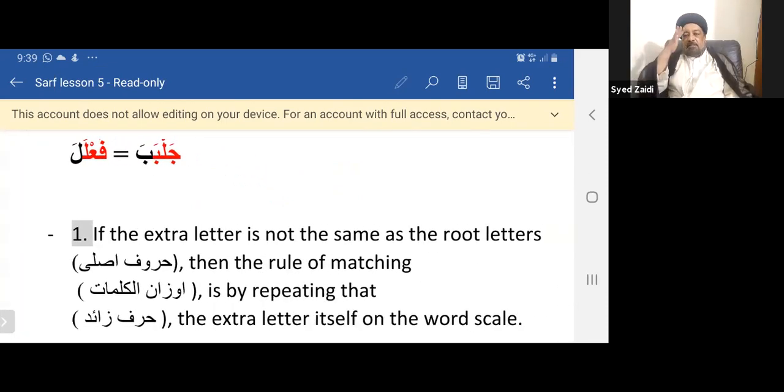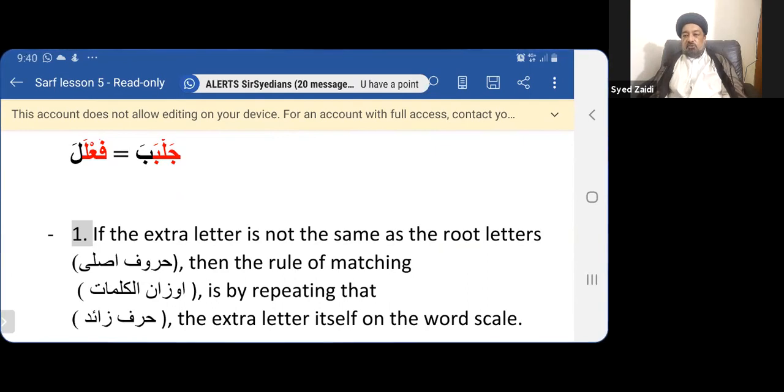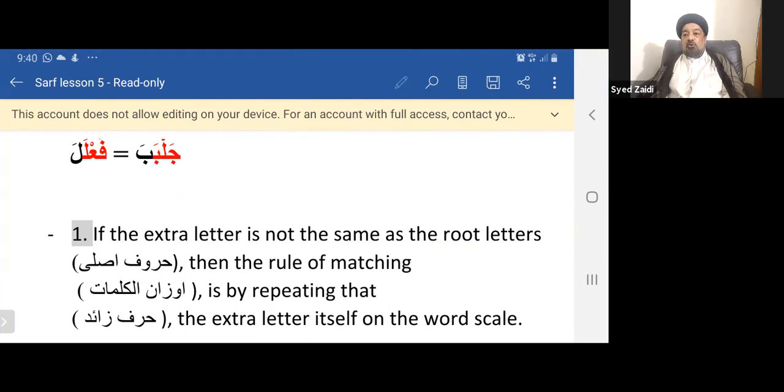So as I said, there are 6 segments, and we're going to discuss 5 today. 1, if the extra letter, if you can read on your screen, if the extra letter is not the same as the root letters, huruf asli, then the rule for matching on the word scale, which is awzan al-kalamat, of course, in Arabic, is by repeating that harf zaid on the word scale, right?